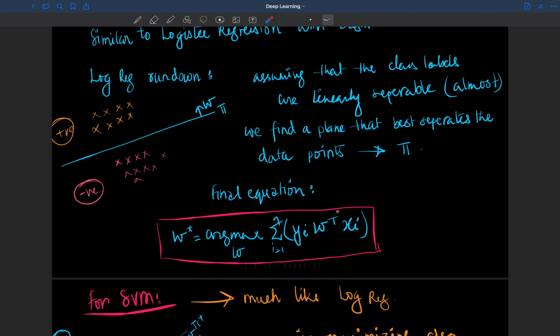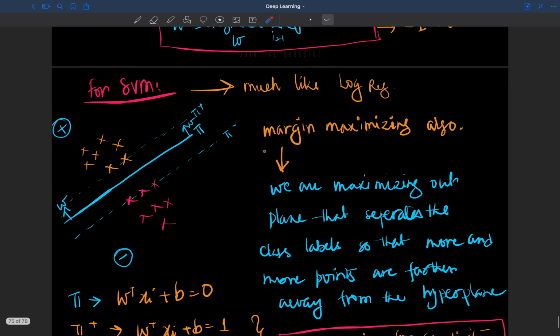And for logistic regression, if it's correctly classified, then your yi and w transpose xi will be positive, and if it's incorrectly classified, it will be negative. Alright, so that is a quick rundown of logistic regression. I don't want to extend it much further.